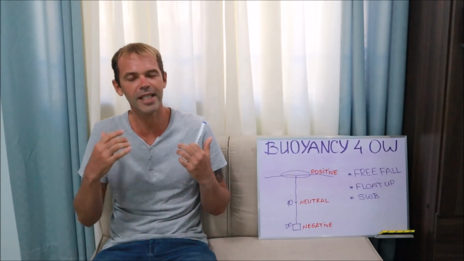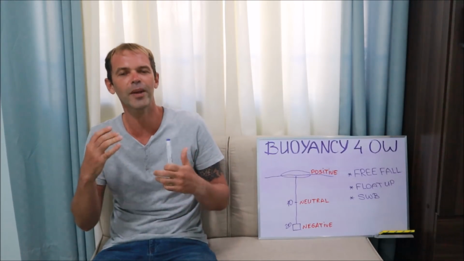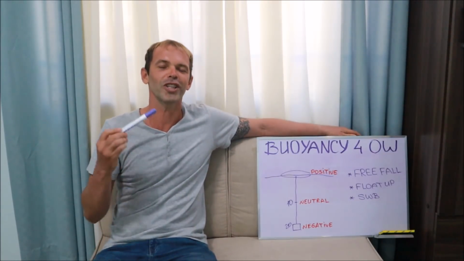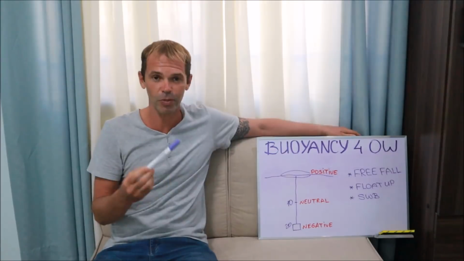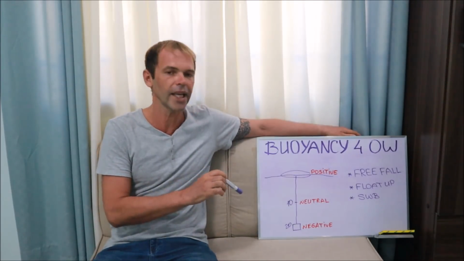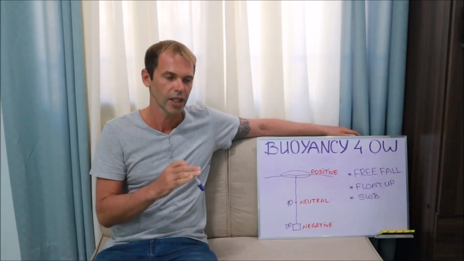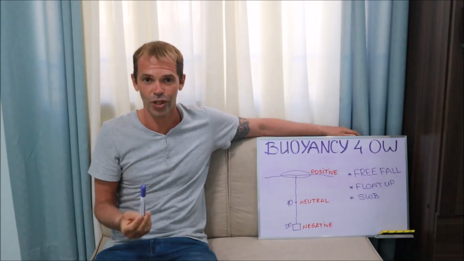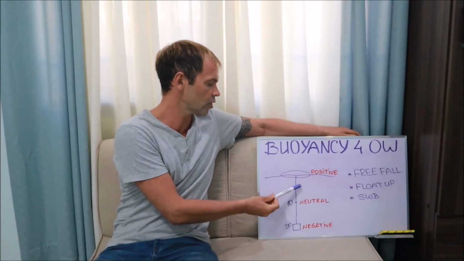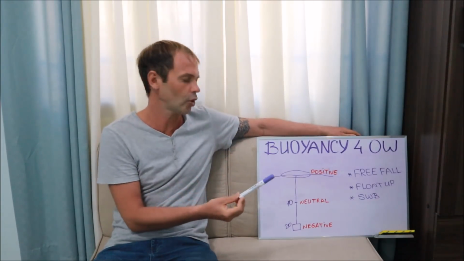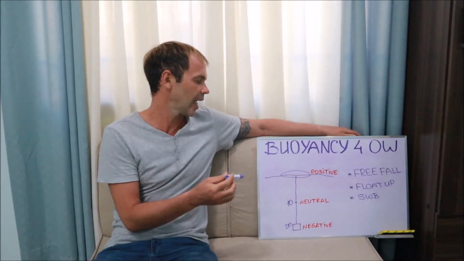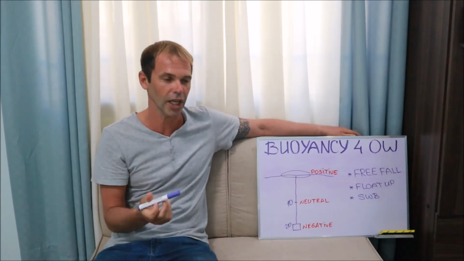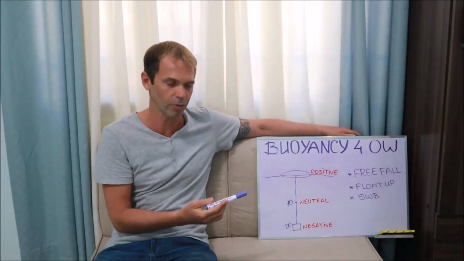So there are three states of buoyancy, three types of buoyancy. First, positive buoyancy. A freediver is positive buoyant when he is floating on the surface. So he's not sinking, he's lying on the surface, and this is a positive buoyancy. Or let's say a freediver is positive buoyant at 5 meters, and from 5 meters he's going to float up if he's not kicking or pulling. So this is a positive buoyancy.